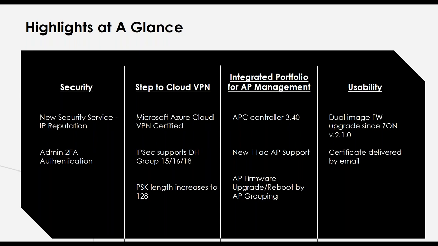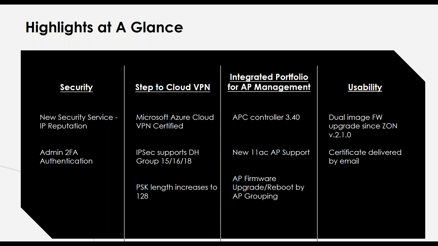Some other things that people should find really useful: with all the cloud services that are out there from Microsoft Azure and Amazon Web Services, we have had the device certified with both of those cloud providers so that the ATP can connect seamlessly into the various VPN offerings those cloud providers offer. We've also increased the IPsec Diffie-Hellman groups that it supports, as you can see there, 15, 16, and 18. And obviously the pre-shared key length has been increased to 128 characters, as required.